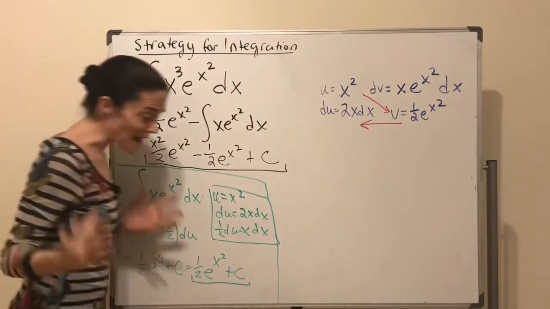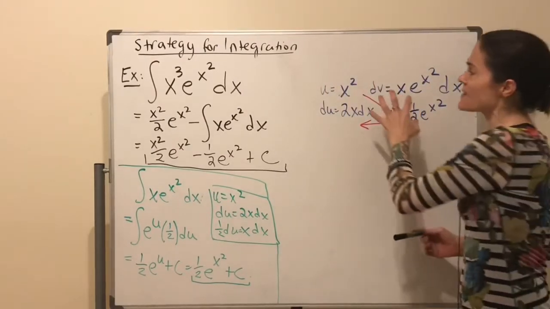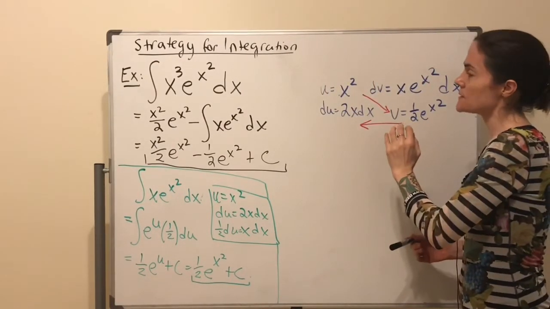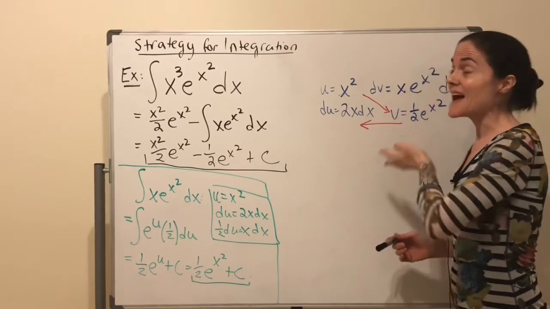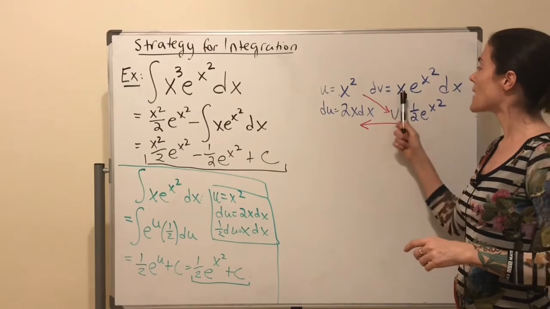This is a great problem because we have both substitution and by parts, but we really had to think. And it could be, as I began it, it was a little bit of trial and error to get the right u and dv.